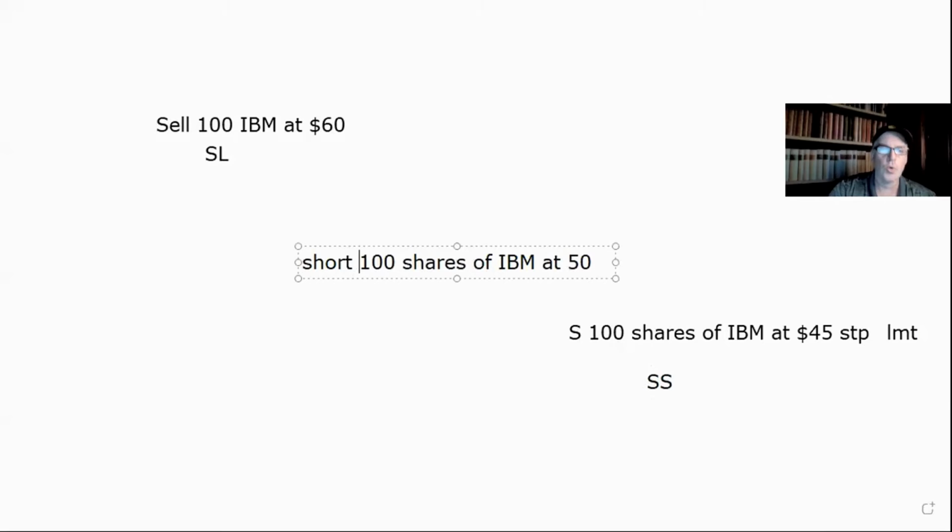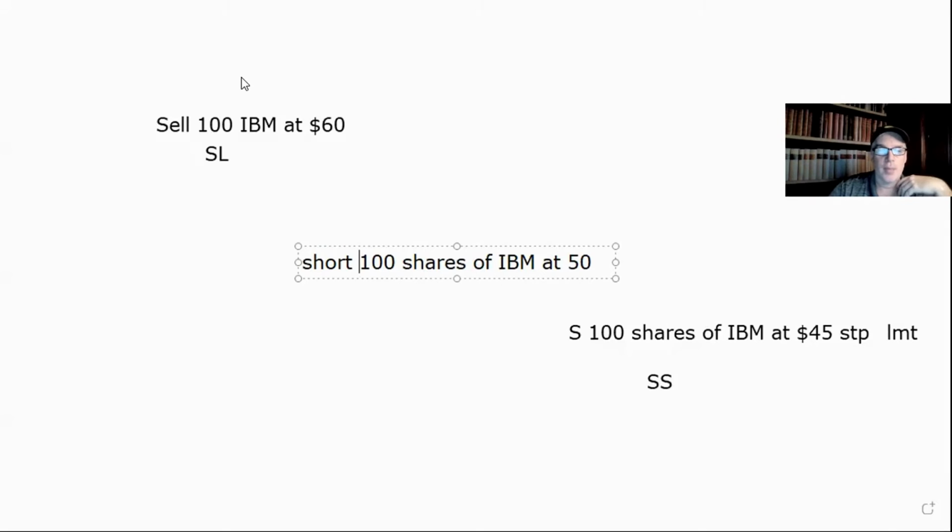You're now short 100 shares at $50. So you're short 100 shares at $50, which means you borrowed the shares and you sold them. You hope they're going to go down, you're afraid they're going to go up. If you hope they go down, you sold them at 50, so you can buy them back at a cheaper price.